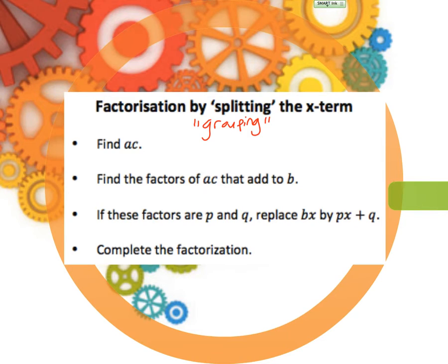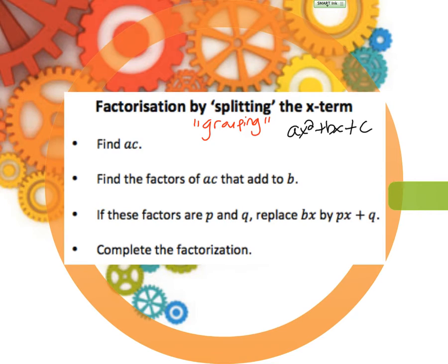These are the steps. We will do an example with all these steps also listed on the board, so you'll be able to see these steps as we do a problem next. But you multiply a times c. So keep in mind that is when we have x squared plus bx plus c. So you multiply the first number by the last number.